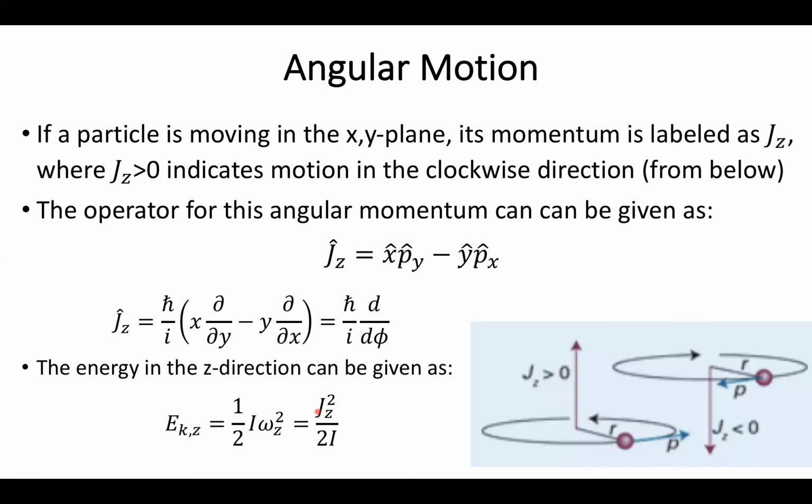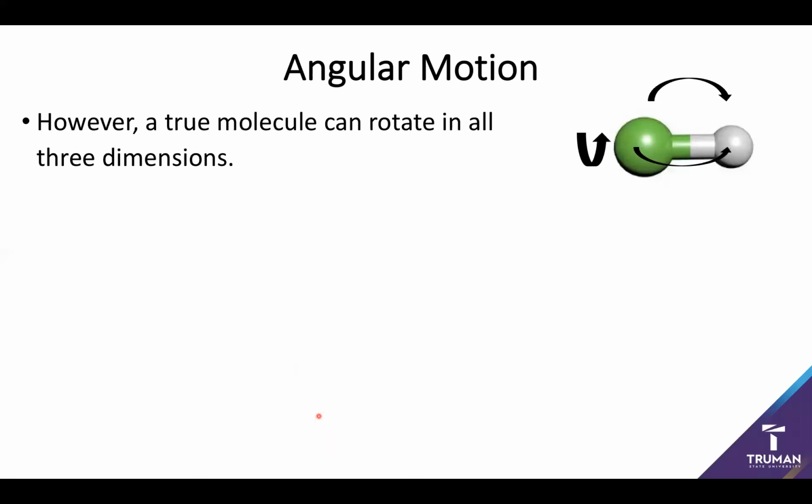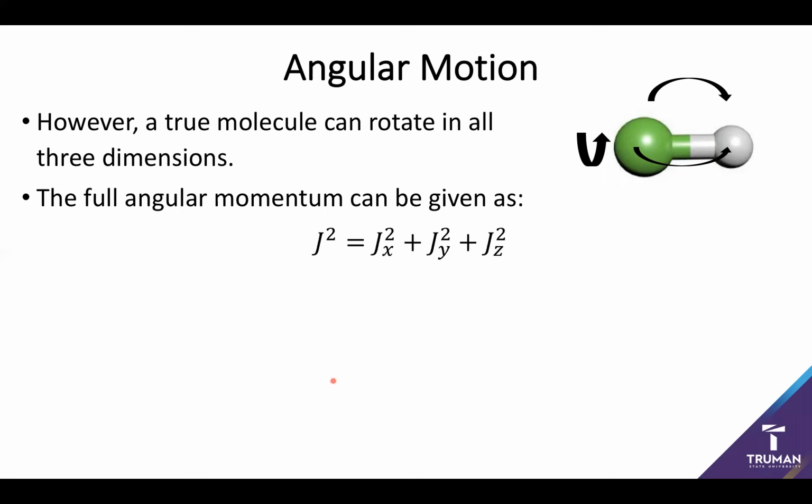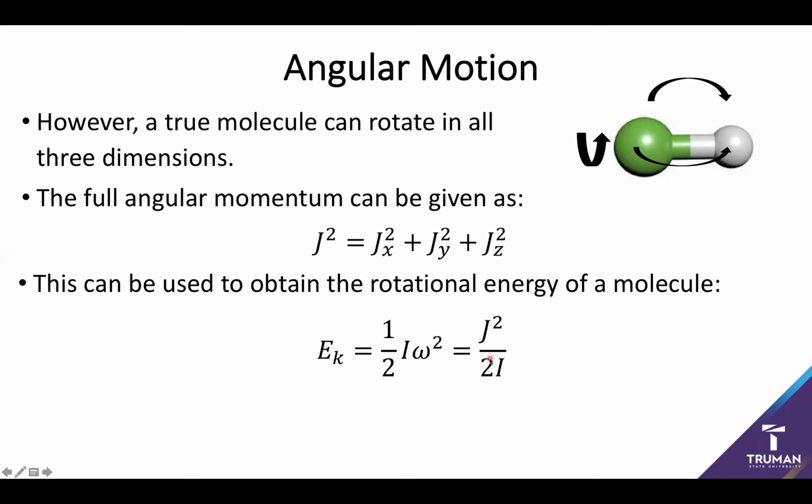However, one of the things we have to acknowledge is this just gives us movement in two directions. In reality, we're going to have a molecule that can move in all three dimensions. And I do want to acknowledge this, which means you have to repeat this process for the x direction, the y direction, and the z direction. However, once you add up all three of these individual angular momenta together, this gives us a total angular momentum, which can be used to figure out the total rotational energy of the system.